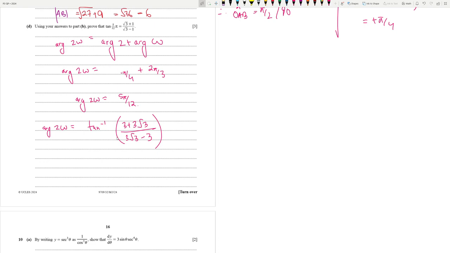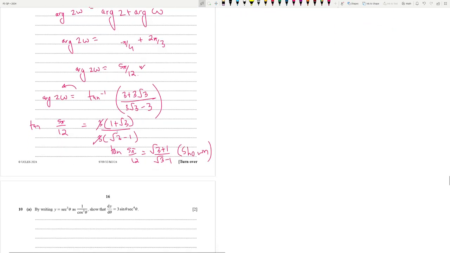So we know that this value is 5 pi by 12. So you can bring tan to the left hand side. Tan this is equal to, you can take 3 common, 1 plus root 3 divided by 3 root 3 minus 1. So you can get rid of this. So finally tan 5 pi by 12 is equal to root 3 plus 1 divided by root 3 minus 1. That is the answer. It's shown actually. Okay, so a tricky sum overall for complex numbers, but doable.